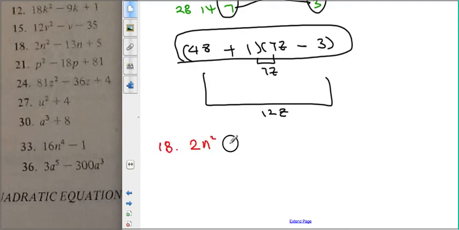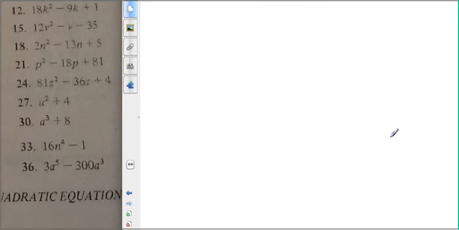2n squared minus 13n plus 5. Now here, what will I do so that I can get 13n? Wait a minute, maximum will be 2 times 5. That will get you 10, and the other one will be 1 and 1. There's no way for us to get 13. Maximum will be 11. So therefore this cannot be done. That makes this one a prime expression. All right. Number 19.